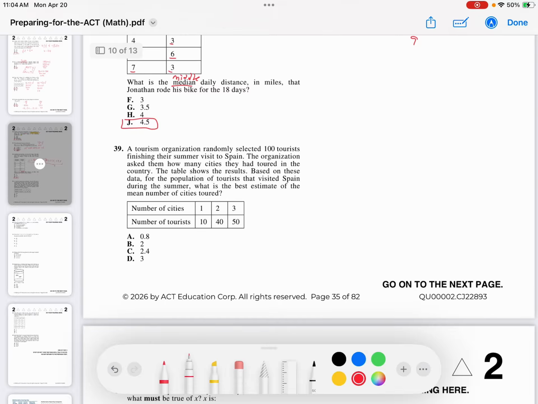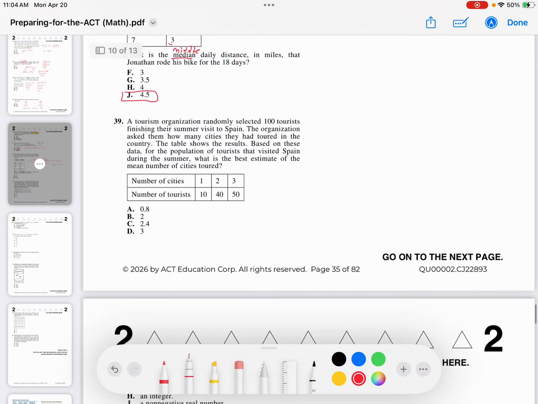All right, number 39. A tourism organization randomly selected 100 tourists finishing their summer visit to Spain. They asked how many cities they had toured in the country. Based on the data for the population of tourists that visited Spain, what is the best estimate for the mean number of cities toured? So let's see, we've got 10 tourists that toured one city. So we could say that there's 10 total cities right there.